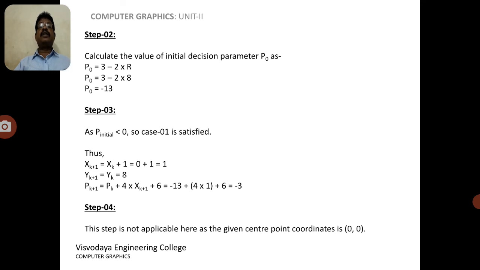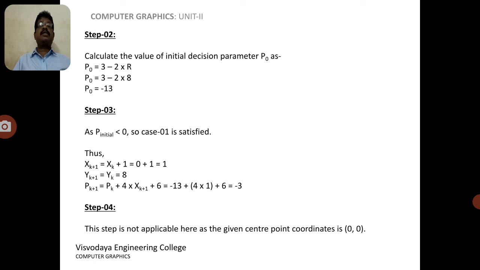Now we can find the decision parameter p naught, where p naught equals 3 minus 2 into r. So the p naught value becomes minus 13. Based on the p naught value, we take either case 1 or case 2. Minus 13 is a negative value, so we go for case 1, that is pk is less than 0. What is the next element?